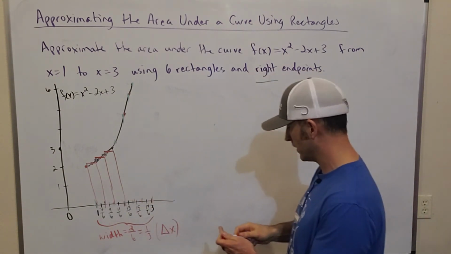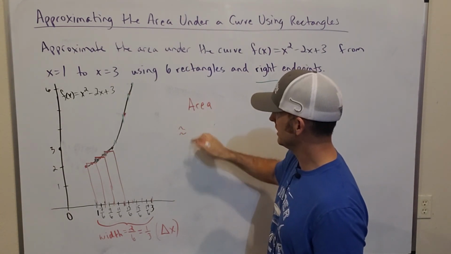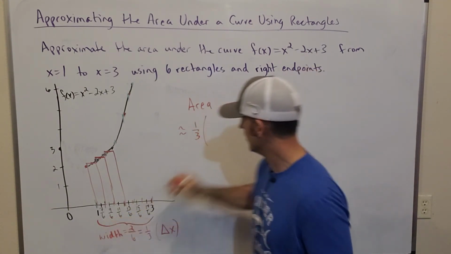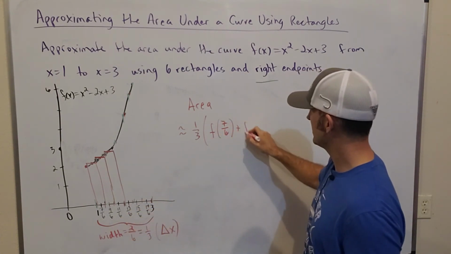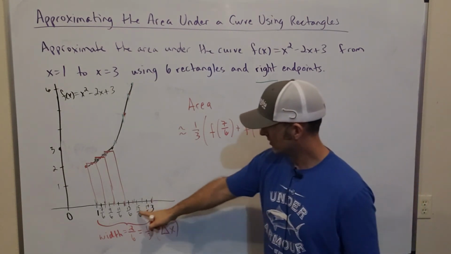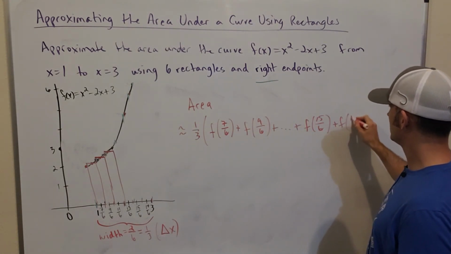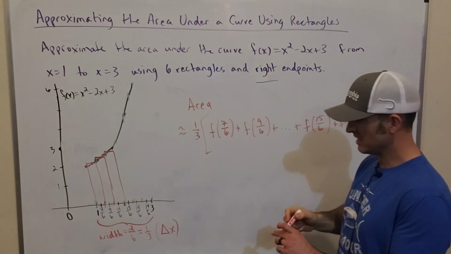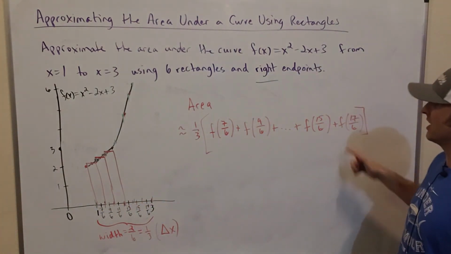You could keep drawing the rectangles, and so in that case we would have an area of approximately, again the width is still 1/3, but now the heights of your rectangles are f of 7/6 plus f of 9/6. I know that reduces. Plus dot dot dot, you could write them all down. And then the last two are f of 15/6 plus f of 17/6. So the other thing about using midpoints is you actually use all 6. There are 6 midpoints here, so you use all 6 of those when calculating the heights of your rectangles.